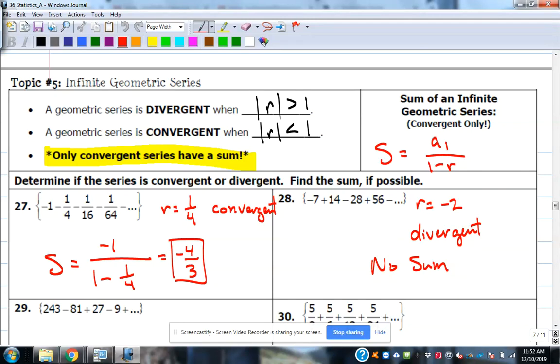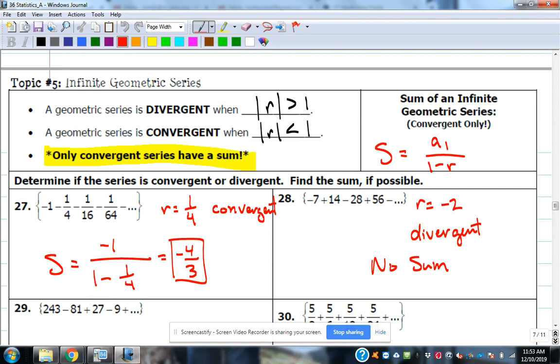All right, so divergent series, the absolute value of your common ratio is greater than 1. And if it's convergent, then the absolute value of your common ratio is less than 1. And we looked at a couple of geometric series here, and we found that the common ratio for number 27 was 1/4, and that's convergent. So it has an infinite sum. And the formula for infinite sum is right here.